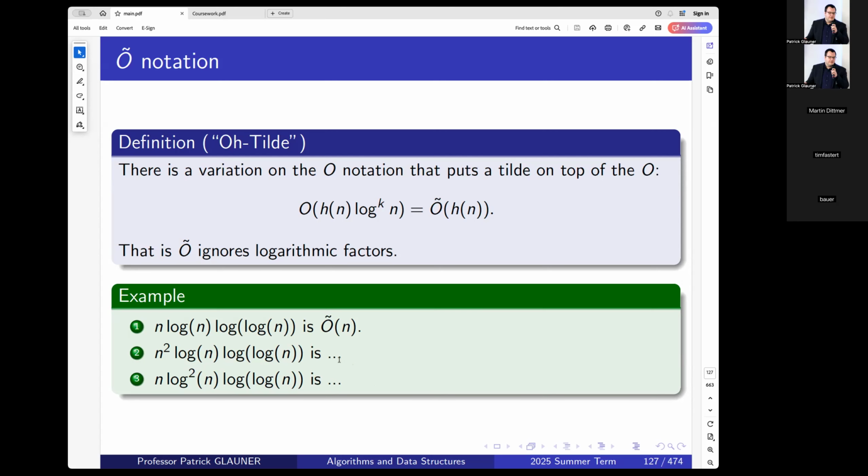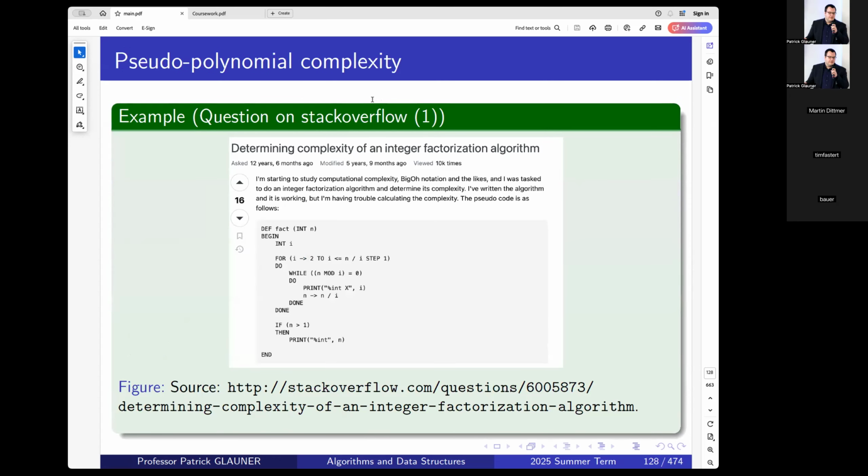Would be O tilde of n squared. And similarly, for this last one, n times log n squared times the log of the log n would be just O tilde of n. Something you may see in quantum computing. So if you see an O with a tilde on top, you know what it means. And again, the most important one is the O notation. There's a small detail that you should know what it means if you hear about pseudo-polynomial complexity.